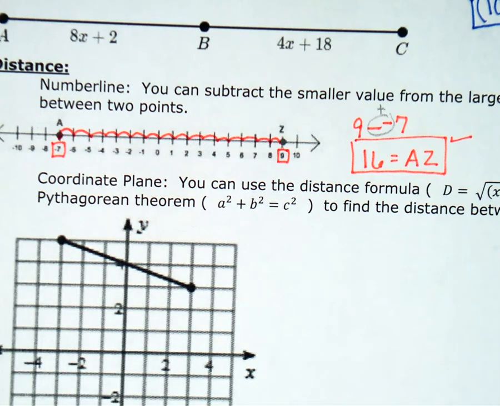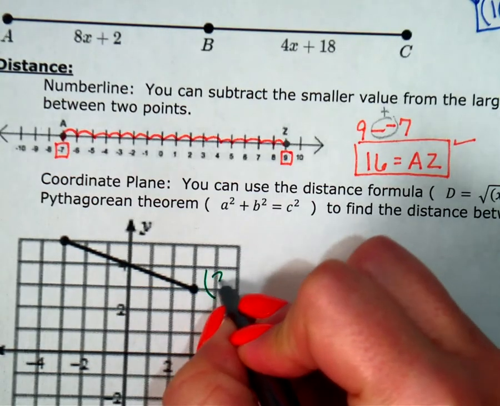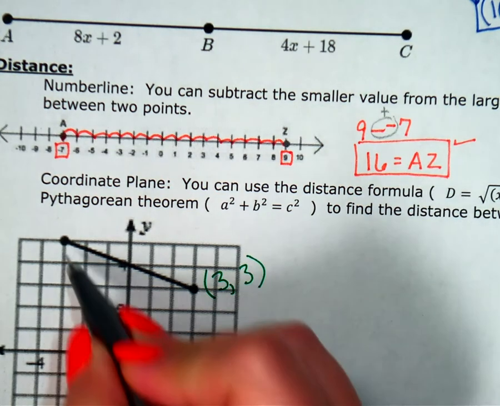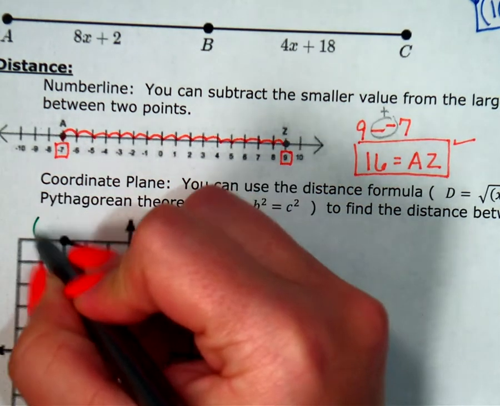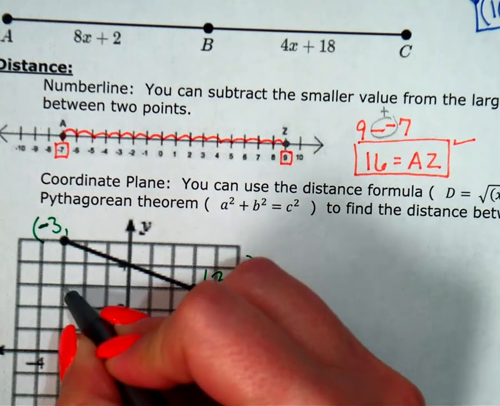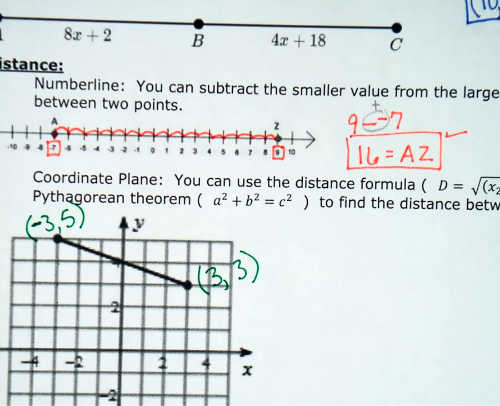So when I look at the example that I have here, my first point, let's call it this one over here, is going to be 3, and then 1, 2, 3. It's (3, 3). My other point is at -3, and 1, 2, 3, 4, 5. Lots of 3's in this problem. Okay, so those are my 2 points.